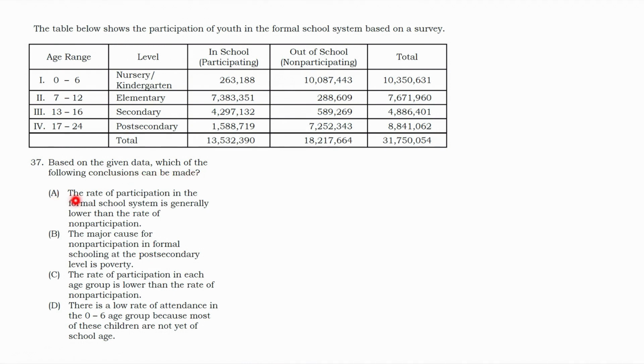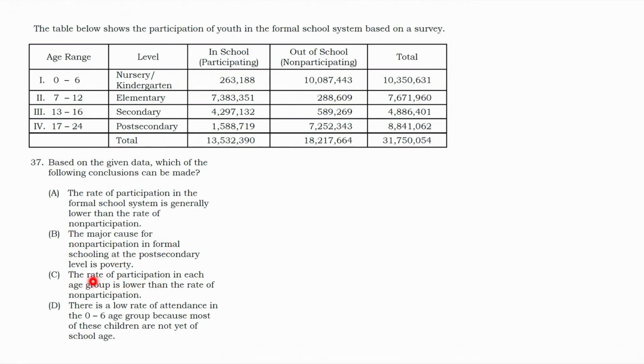Letter A, the rate of participation in the formal school system is generally lower than the rate of non-participation. So as we can observe here, yung 13 million is lower than the non-participating, or 18 million. So this one is correct, letter A. Letter B, mali siya. The major cause for non-participation in formal schooling at the post-secondary level is poverty. So, wala naman yan sa data natin.